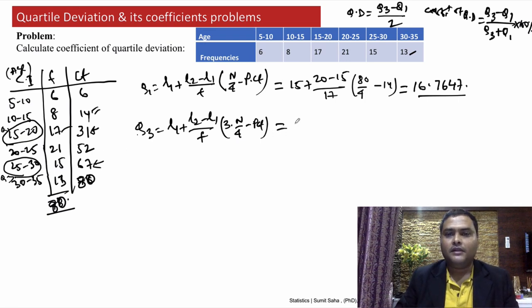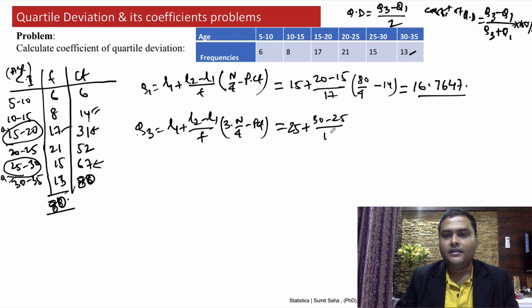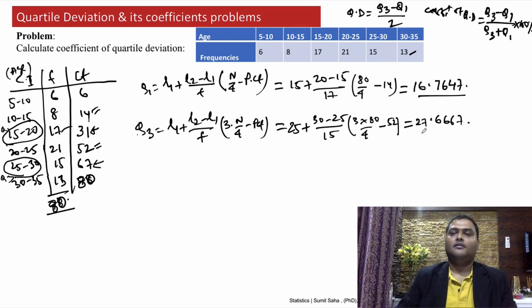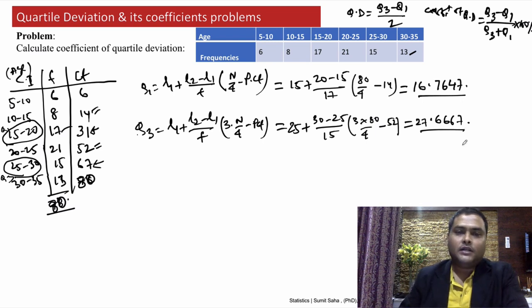So L1 is 25, L2 is 30, divided by the frequency, which is 15, whole multiplied by 3 into 80 by 4 minus the previous class cumulative frequency, which is 52, right? So if we calculate, you can use the calculator, there is no restriction in that because we are practicing here. So it will be 27.6667, right? So this will be the value for quartile 3.